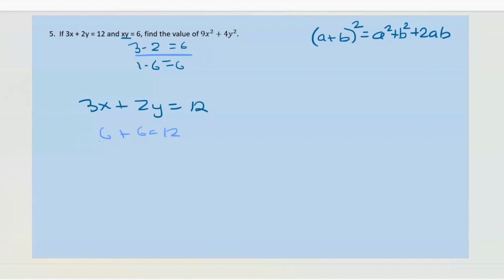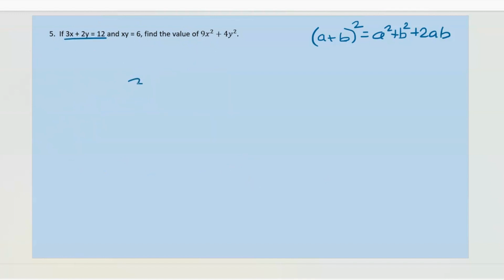Using that, we could just substitute into the expression 9x squared plus 4y squared. But in algebra, we are not going to be using this. We're going to be using formulas. Using this equation, 3x plus 2y equals 12, we're going to be whole squaring both sides.